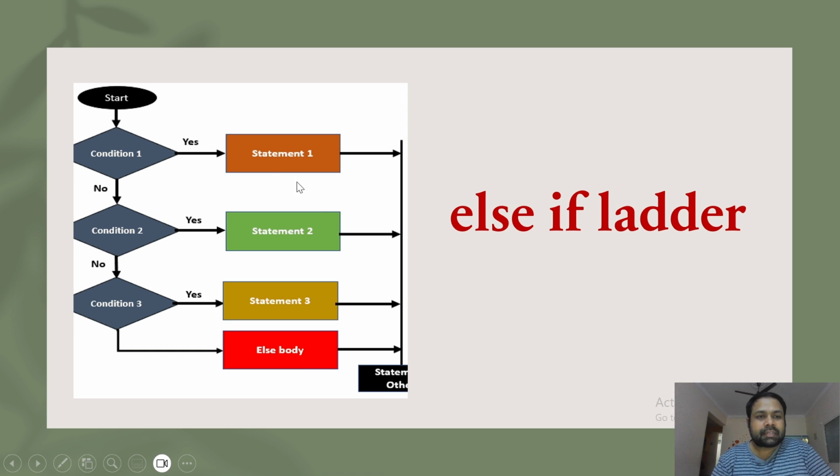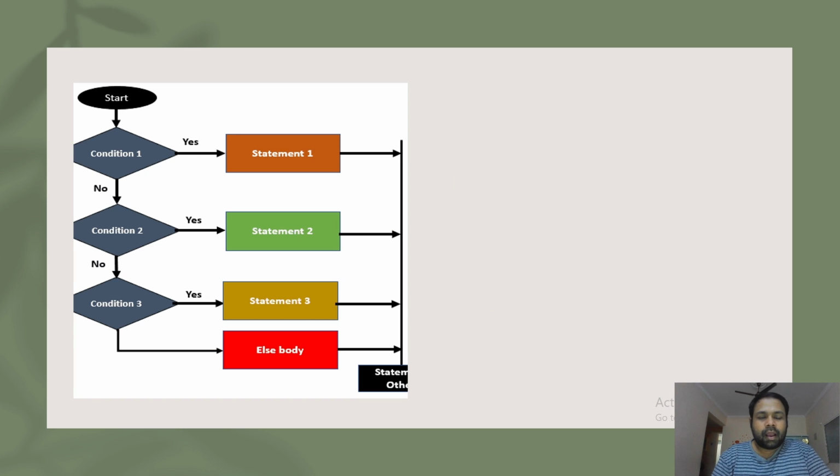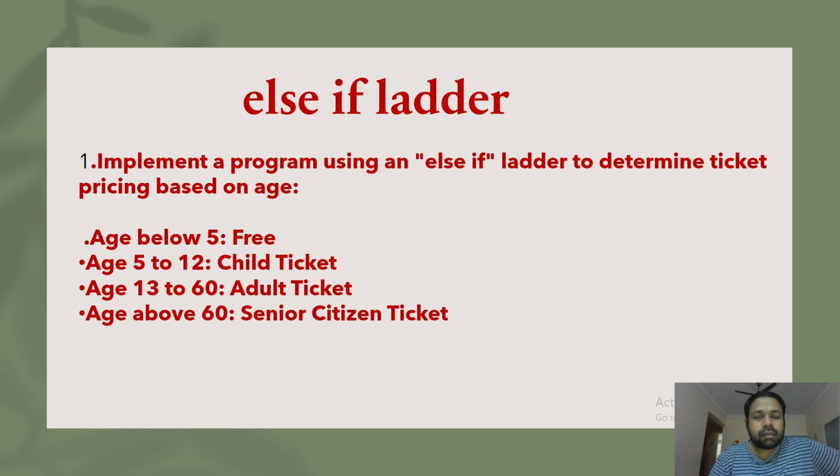This is a model flow chart, or syntax you can say, for the else if ladder. I will take one example here. You observe, I will be implementing this question by using the else if ladder. Look here. We have to take the input age. If the age is below 5, we print free. If the age is between 5 to 12, then we have to display the message child ticket. If the age is between 13 to 16, then we have to print the message adult ticket. Or above 60, we have to print senior citizen ticket.